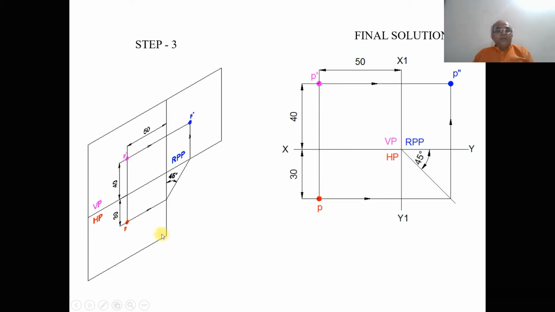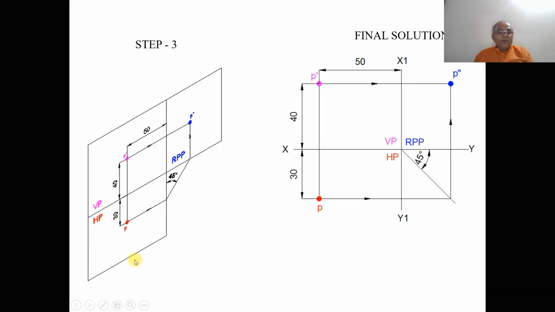When this is transferred to the final solution, this is how it looks, with the directions of projections. To do that, first we draw the XY line and the X1 Y1 line. Then identify the planes. This is the vertical plane and this is the horizontal plane.